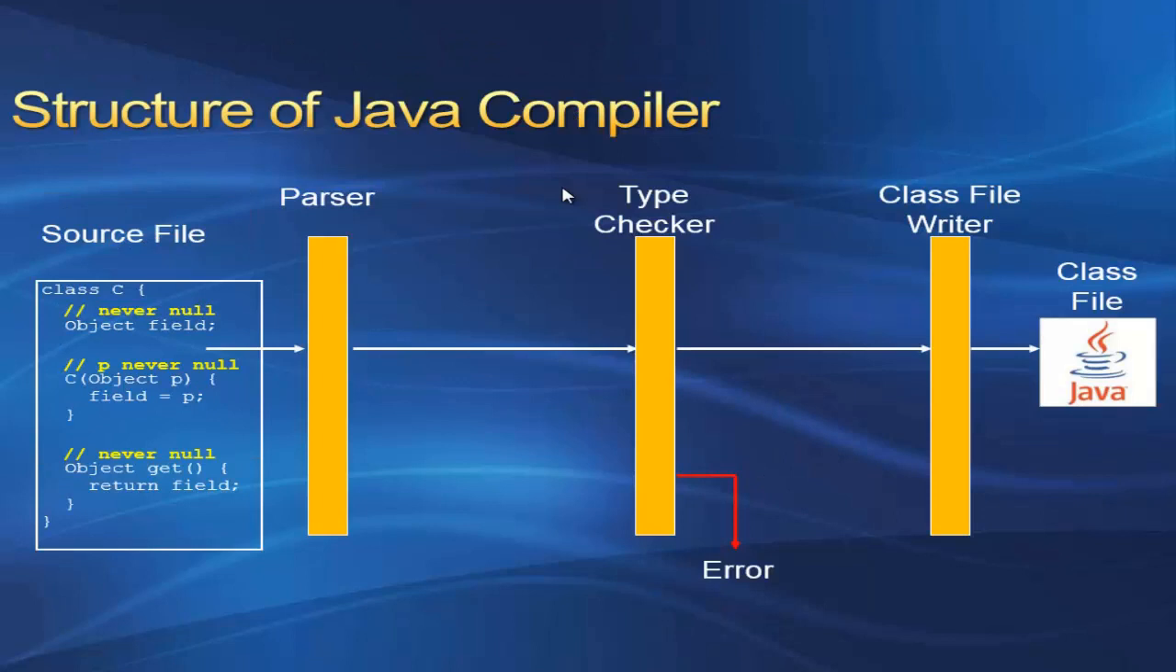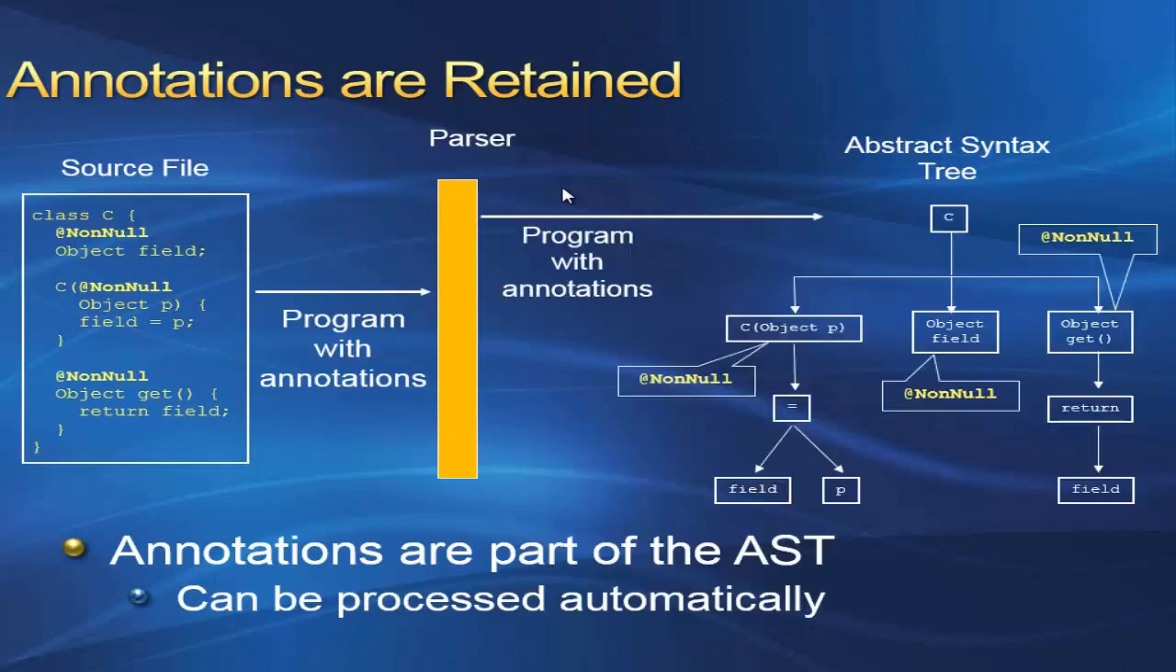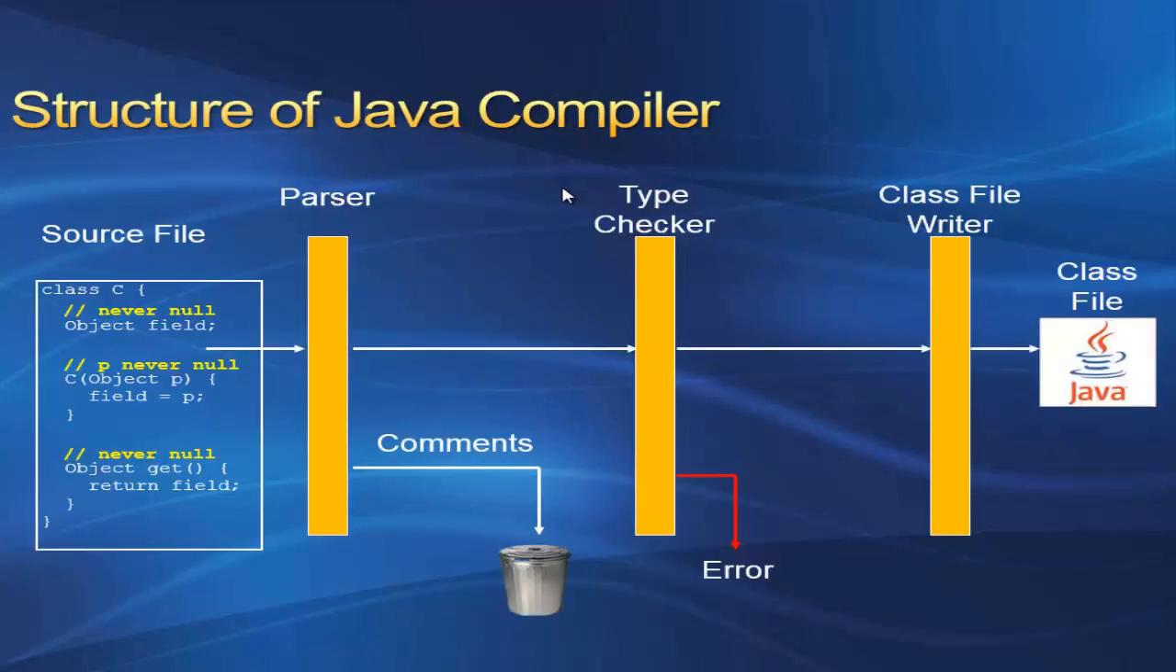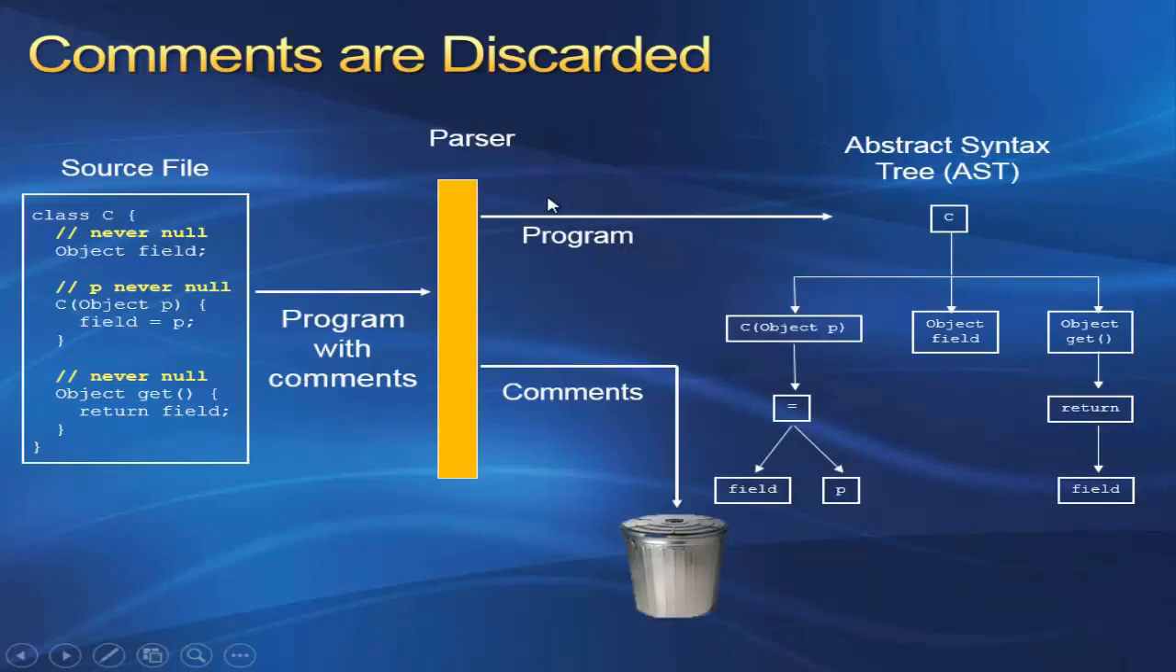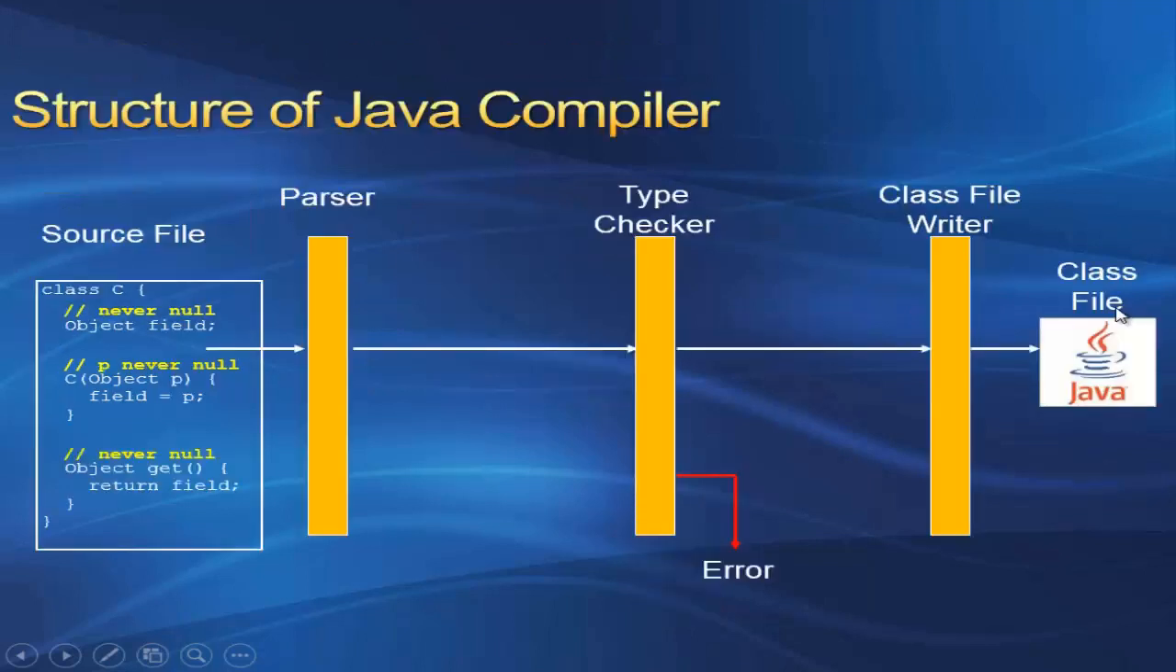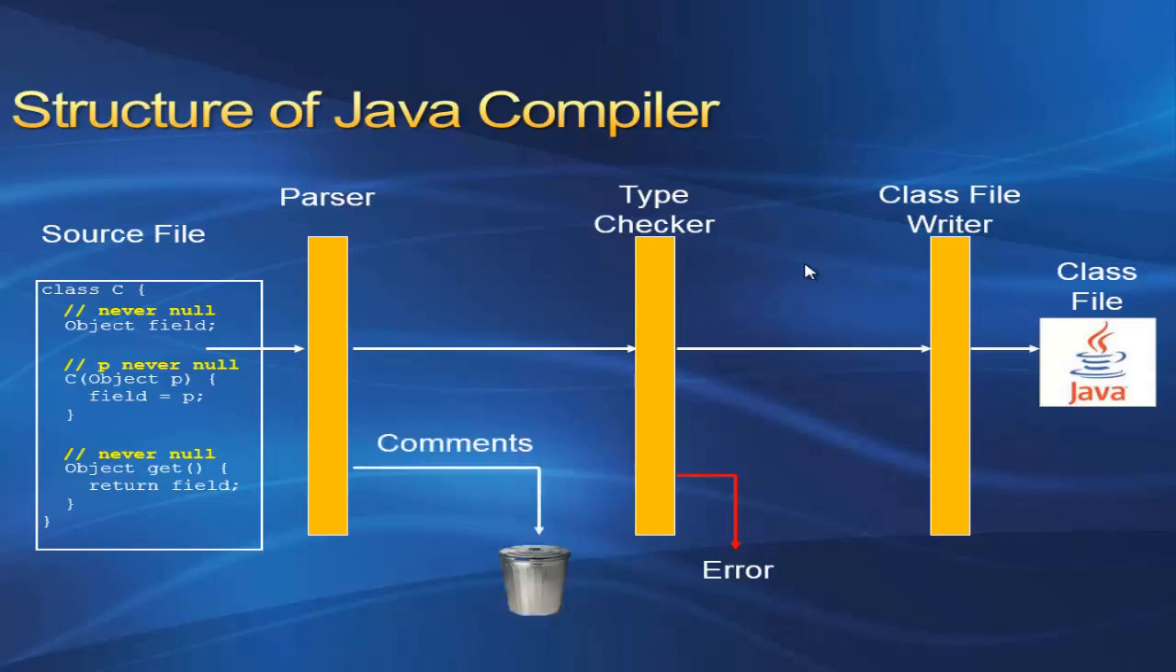What happens? Usually if you write that code, the parser will check, remove the comments, and then if everything is proper after this, you get this syntax tree. This syntax tree is given to a type checker to see that the syntax is proper. If the syntax is proper, if there is no error, it will create a class file for you, and that class file is your Java class. This is how you usually work.